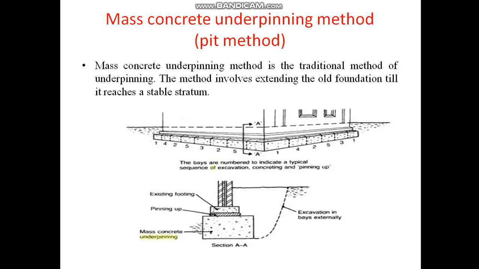In order to transfer the load from the old foundation to the new one, there is a provision of pins, or we can say the stages. Here in this figure we can observe that this is the existing footing, there is a provision of pinning, or we can say the stages, and now this load will be transferred to the nearby areas. So this is the first method, that is the mass concrete underpinning method.